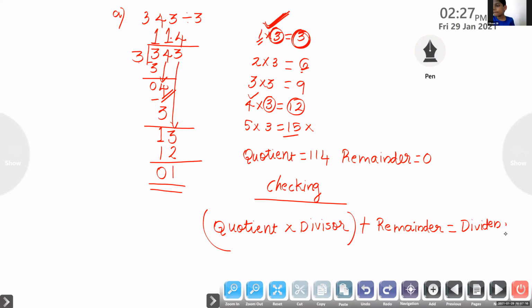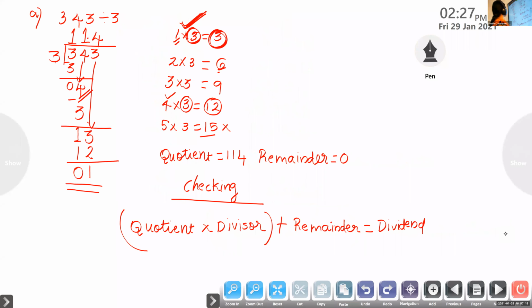It will be better if you also check that the remainder is less than the divisor. Here 1 is our remainder and the divisor is 3. 1 is less than 3, so that is true. So step 2 is quotient into divisor plus remainder equal to dividend. This is compulsory to do. The quotient is 114 into the divisor, which is 3, plus the remainder.